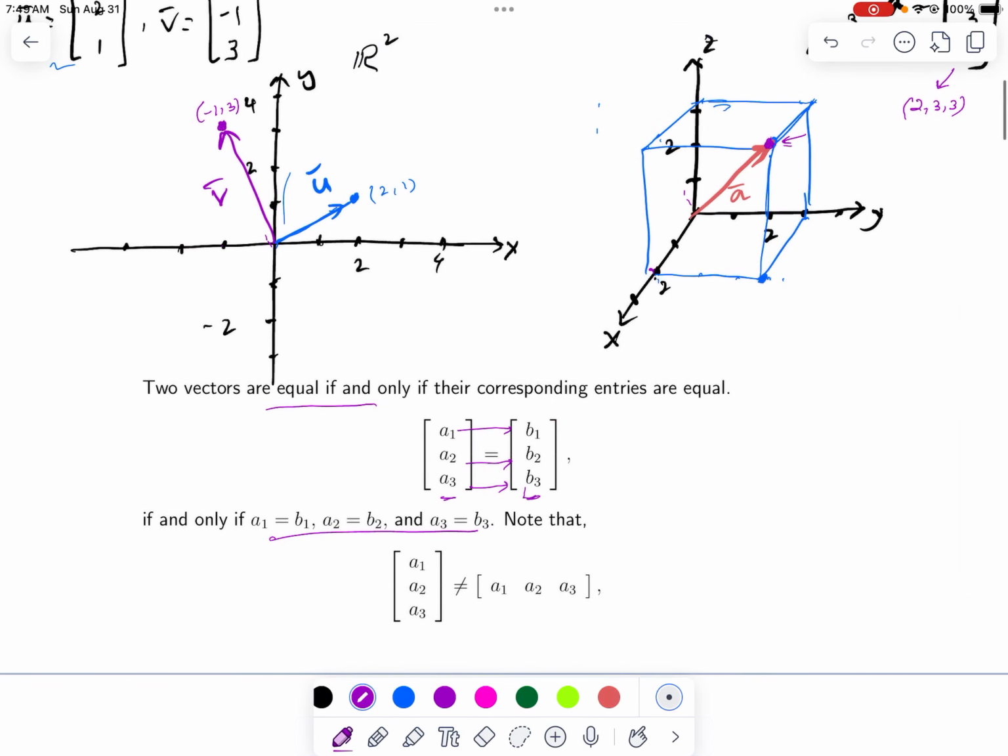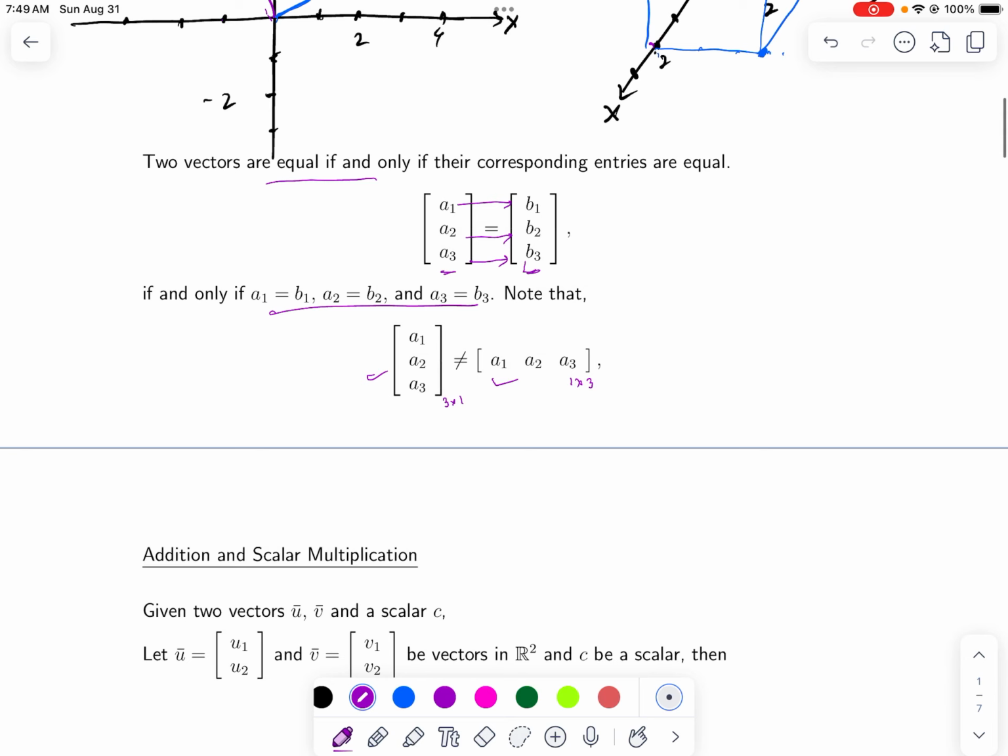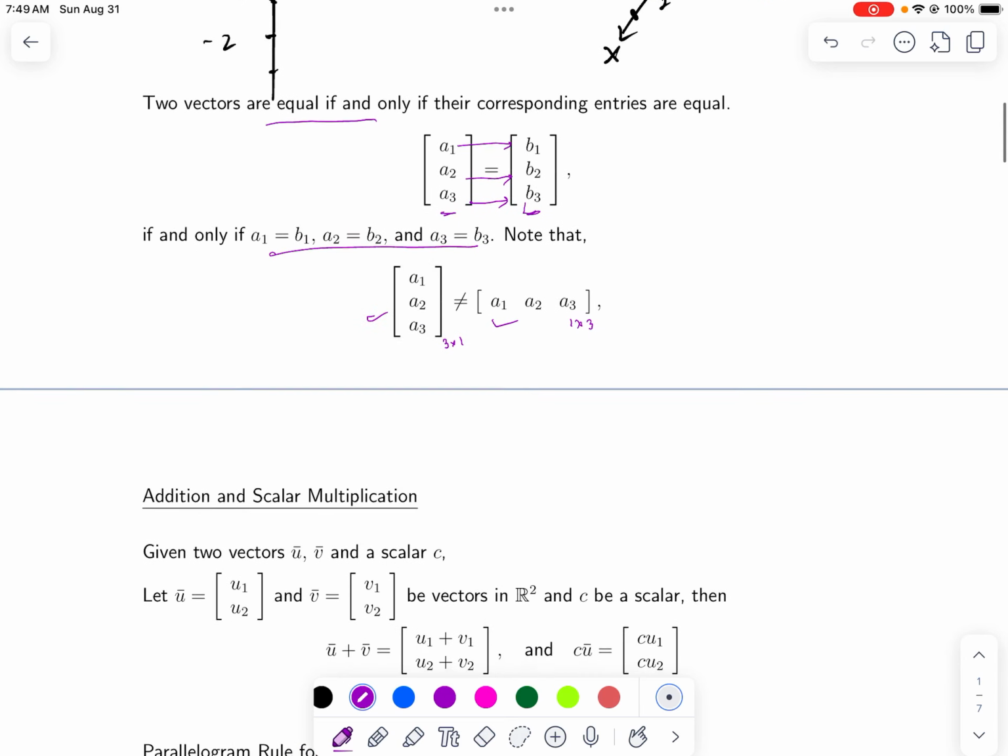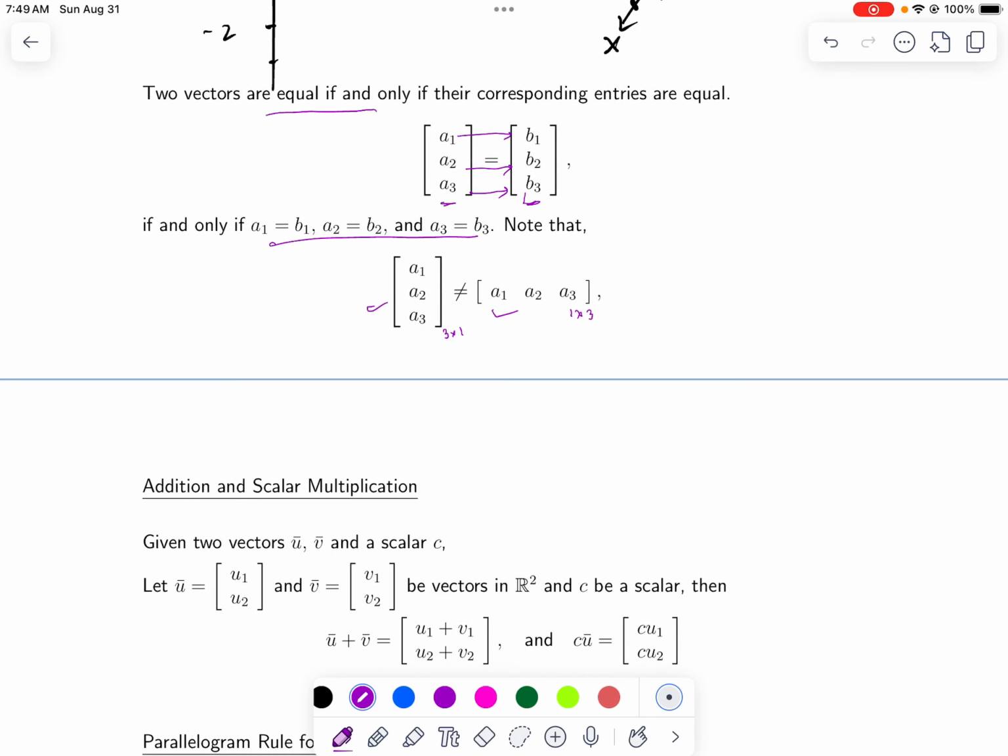Now note here that this vector has 3 entries, and this vector has 3 entries, but they are not the same. Why? Because this is 3 by 1 and this is 1 by 3. So the sizes are different, so they cannot be equal to each other. So we saw what a vector is, and how we can say two vectors are equal.